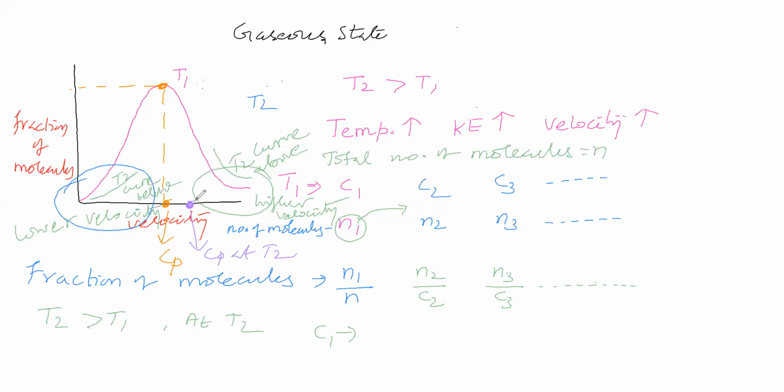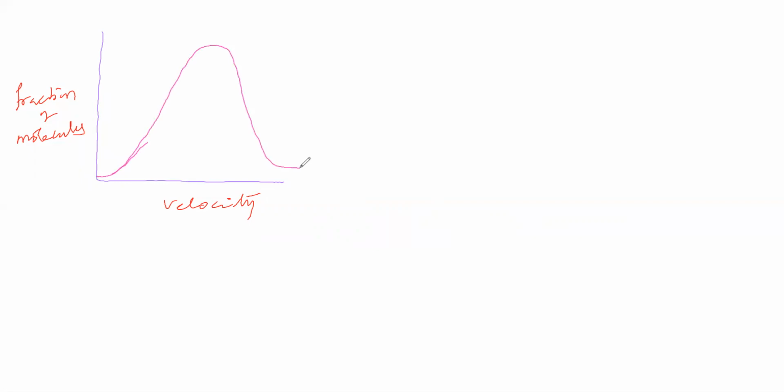So we got the most probable velocity side. Now we will see the fraction of molecules. Here we are taking the fraction of gaseous molecules, and here we are taking velocity. Now we will see the graph at T1 temperature. At T1 temperature, we have drawn the graph.